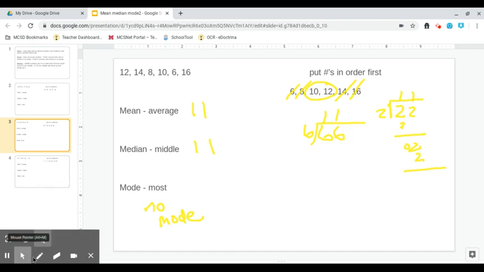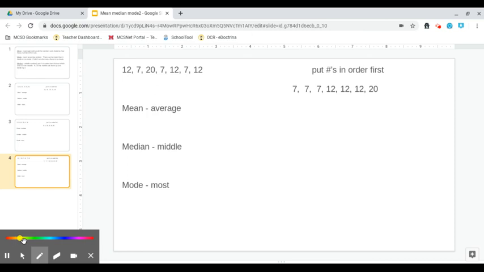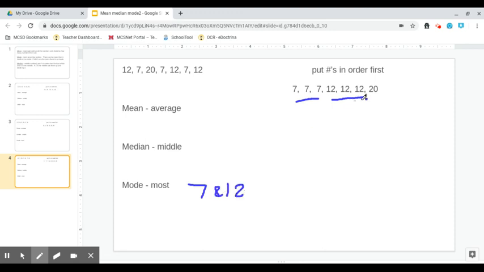Okay, our final one. Go blue this time, change it up a little bit. 12, 7, 20, 7, 12, 7, 12. If we look, we have 7, 7, 7, 12, 12, 12, and 20. We have 3 of these, 3 of these, only one of those. So in this case, we have 2 modes, 7 and 12. The only way this would be no mode is if we had 20, 20, and 20. If we had 3 of everything, there'd be no mode, but we have 3, 3, and 1. So they're different amounts, so we have 2 modes.